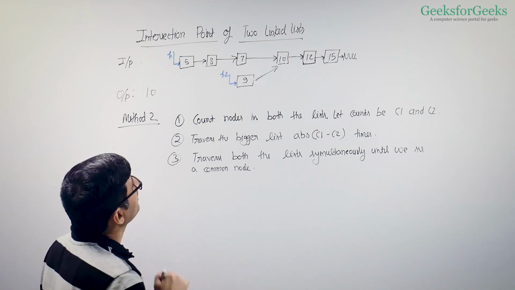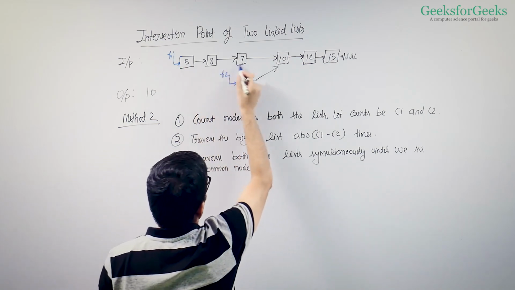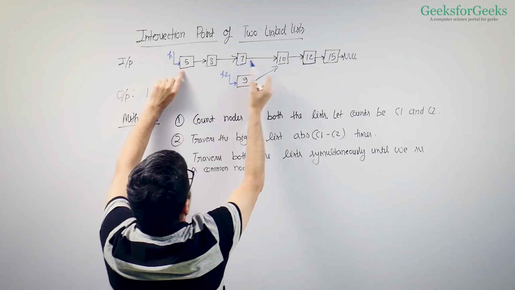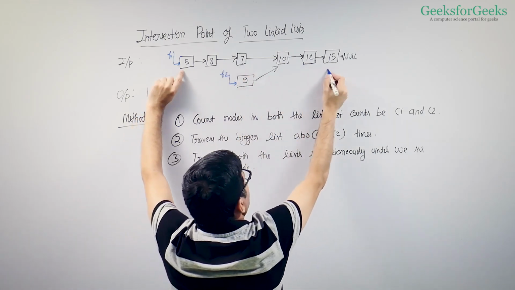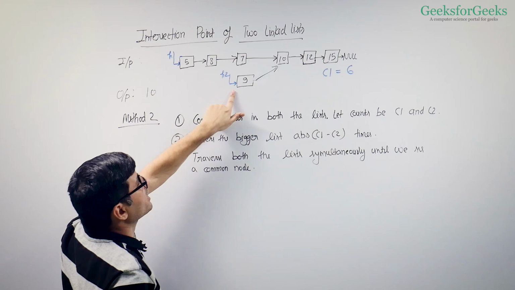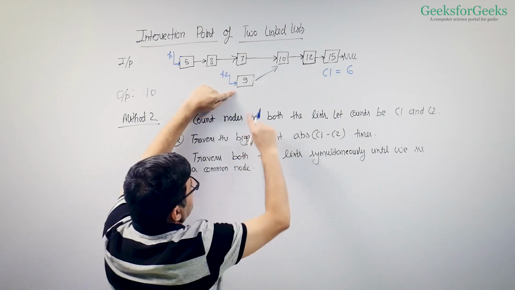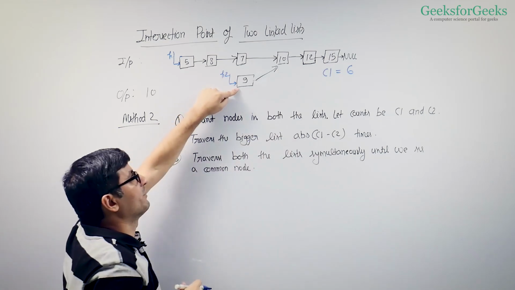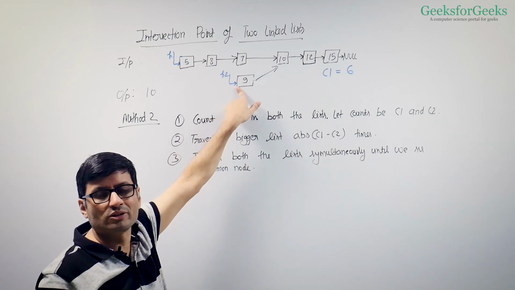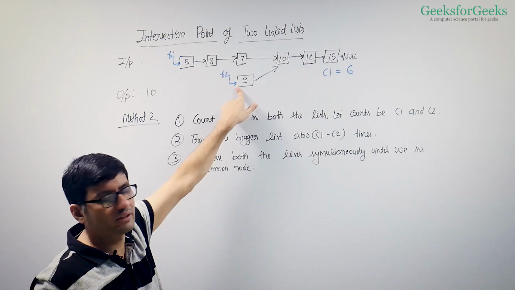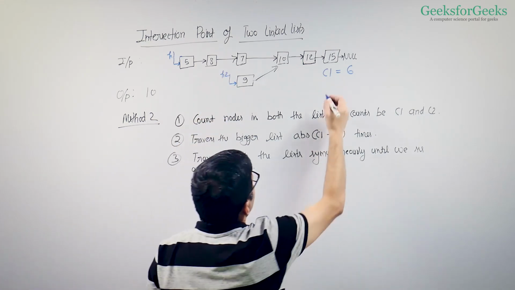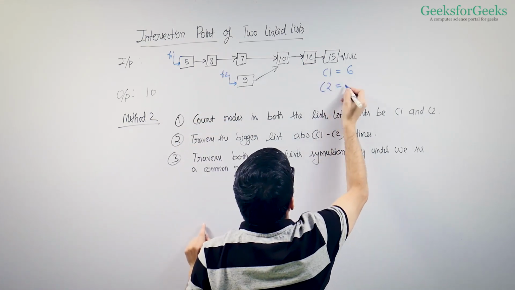The idea is this: you traverse the first list and count how many nodes are there in it. So 1, 2, 3, 4, 5, 6. So you store this count in C1. C1 is 6. Now you traverse the second list and count how many nodes are there in this list. So you run a loop something like this: for current equal to H2, while current is not equal to null, current equal to current arrow next, right? And here you will run current equal to H1. This is how you will count the nodes in both the lists. So C2 is going to be 4.